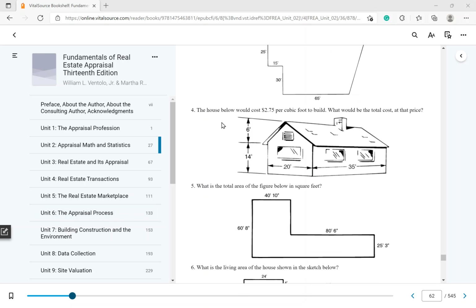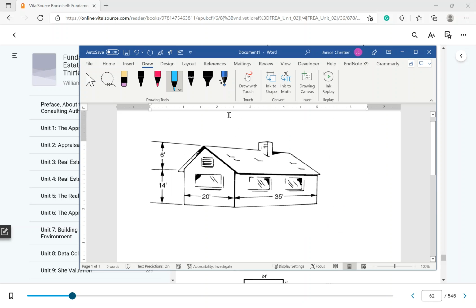Question 4 says the house below would cost $2.75 per cubic foot to build. What would be the total cost at this price? So sometimes an appraiser would have to calculate replacement cost, and so they need to know how to get to that value. So we've got two things going on here, and I copied the picture into my Word document so I could draw on it.